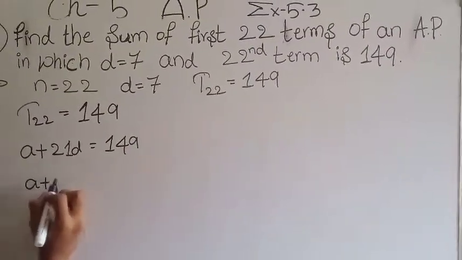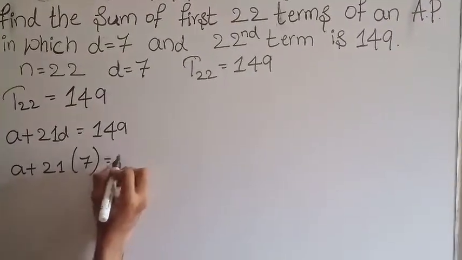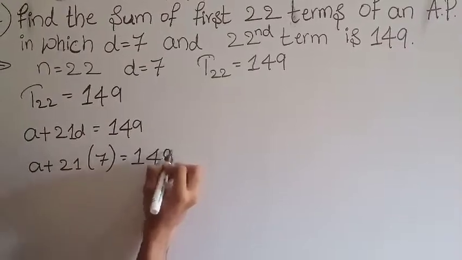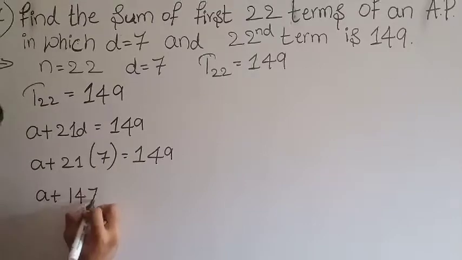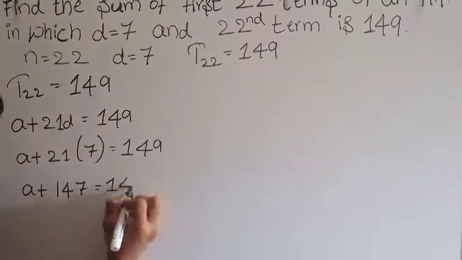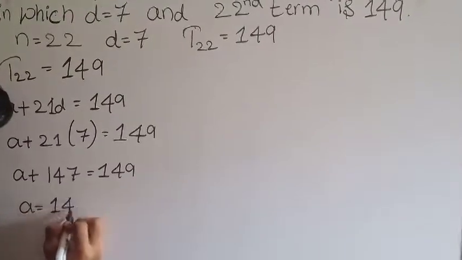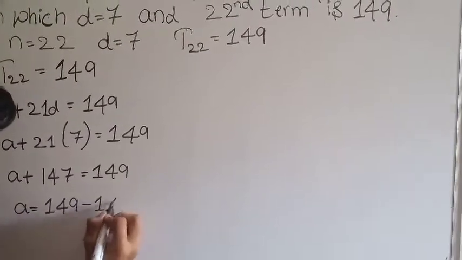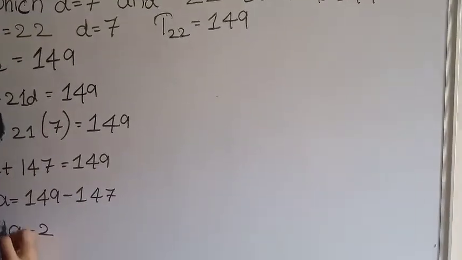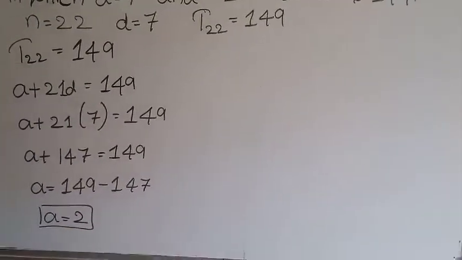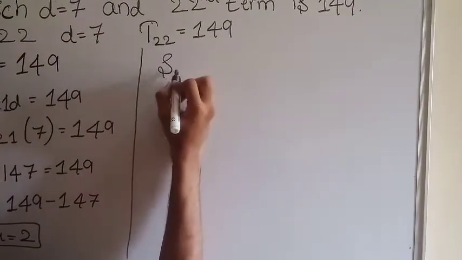Just substitute the D value. A plus 21 into 7 equals 149. T22 is 149. 21 into 7 is 147. Then a equals, you take the constant to the other side, 149 minus 147. Then a equals 2. Now we got the value of a.